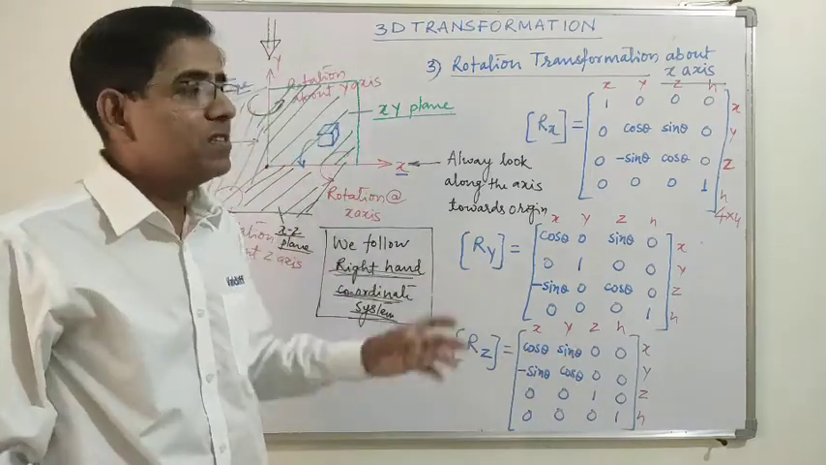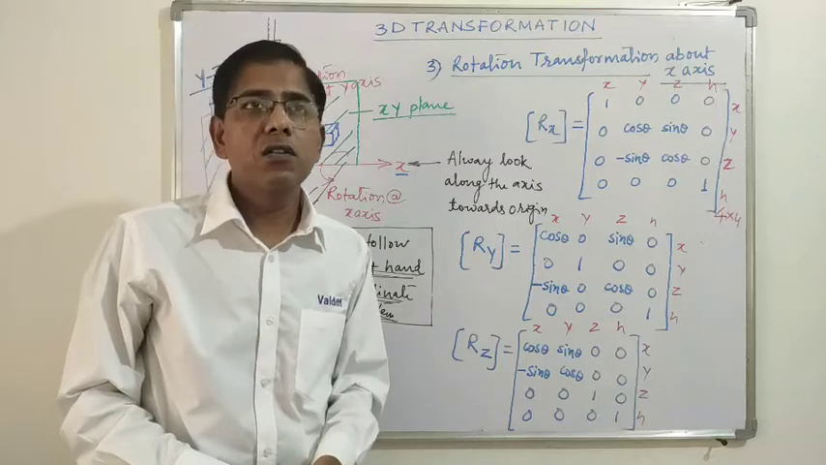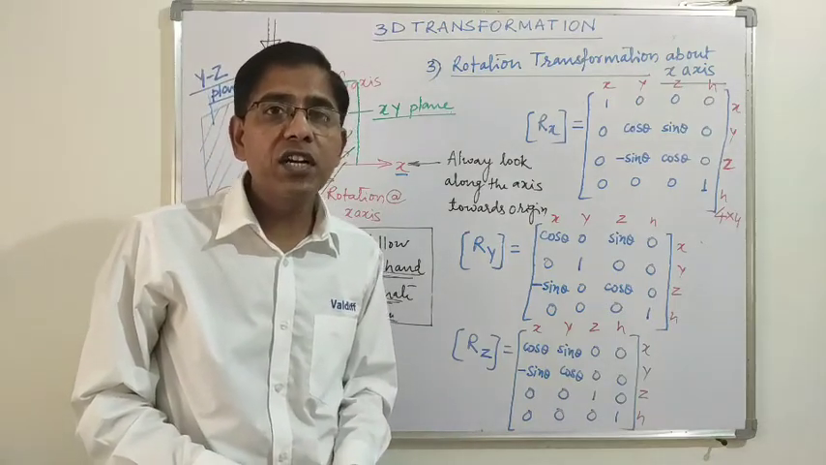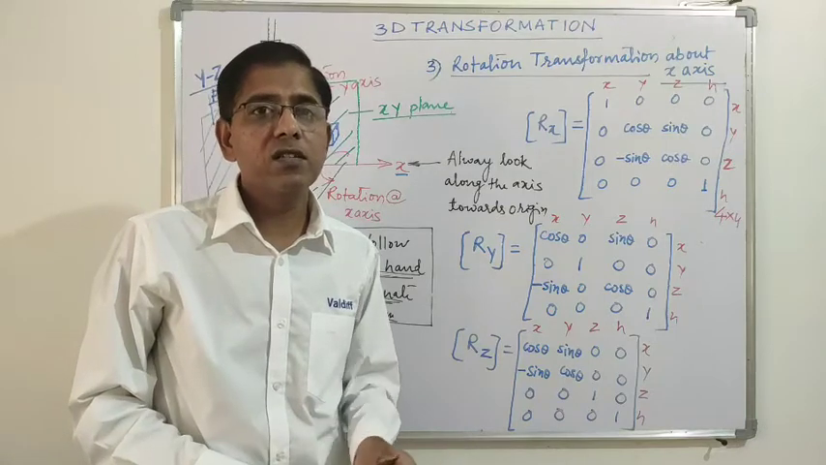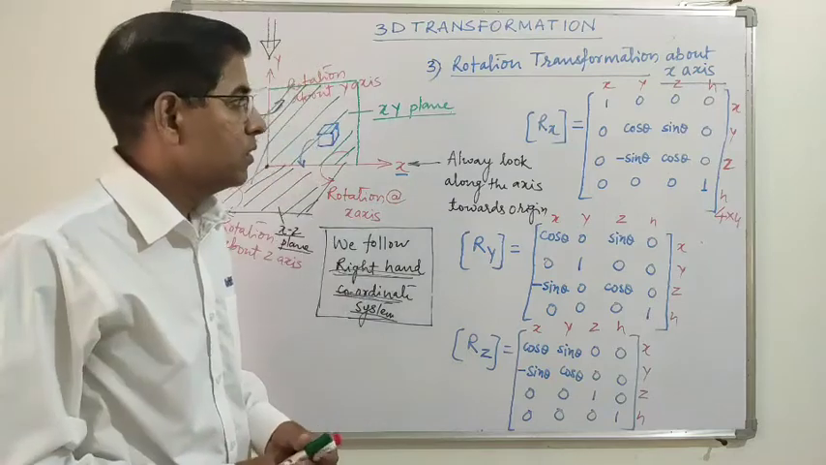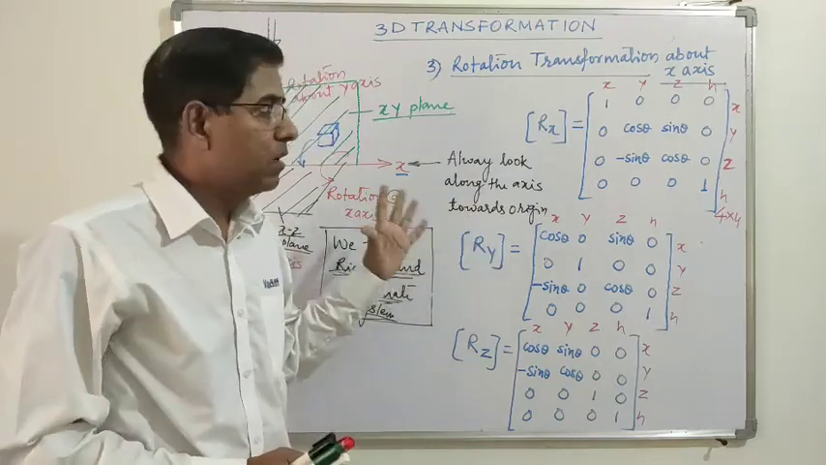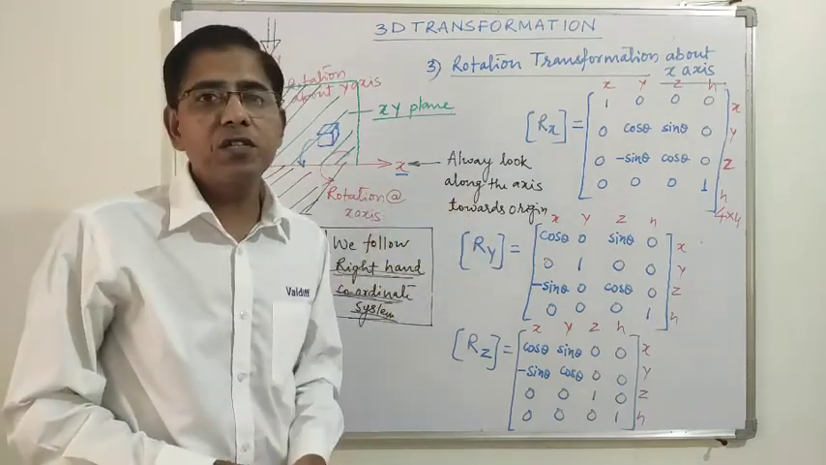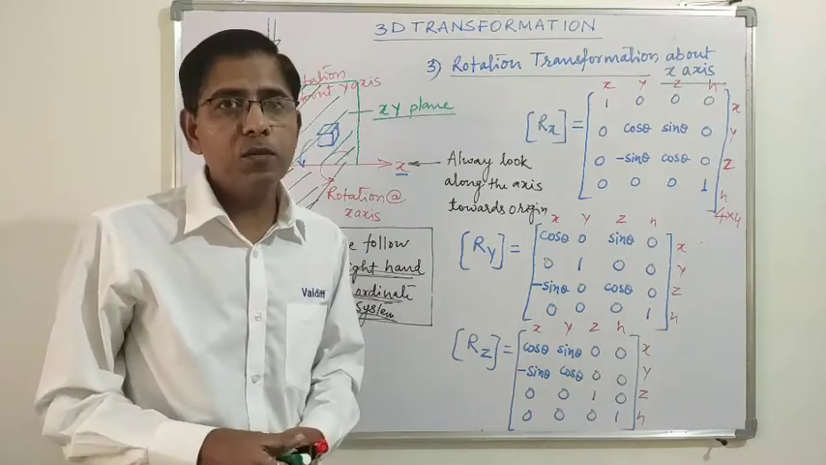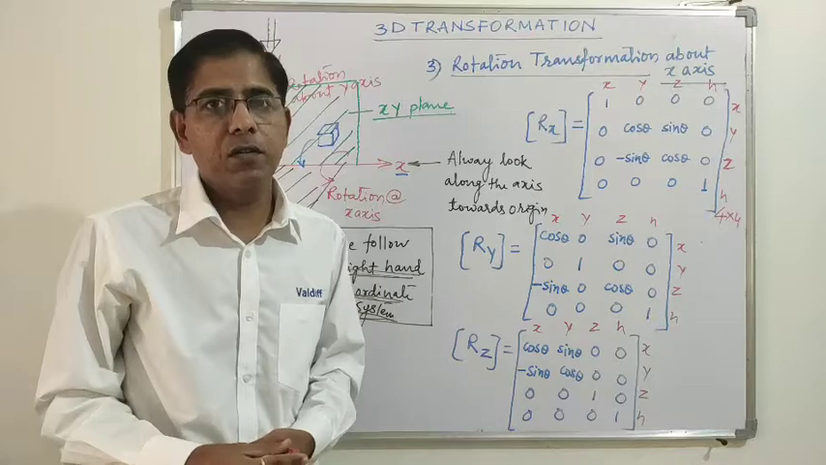Okay, so this is the basic transformation matrix in 3D transformation. That is translation, rotation and scaling. Okay, so hope you understand the basic transformation in 3D transformation. Okay, now we'll solve one problem based on 3D transformation.